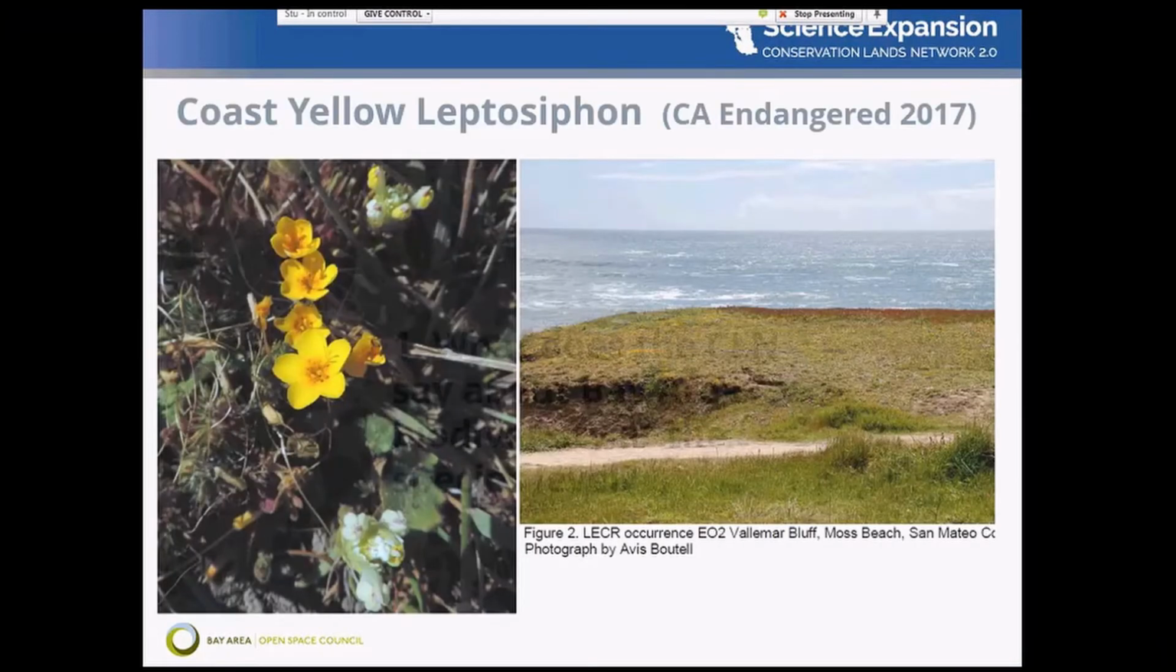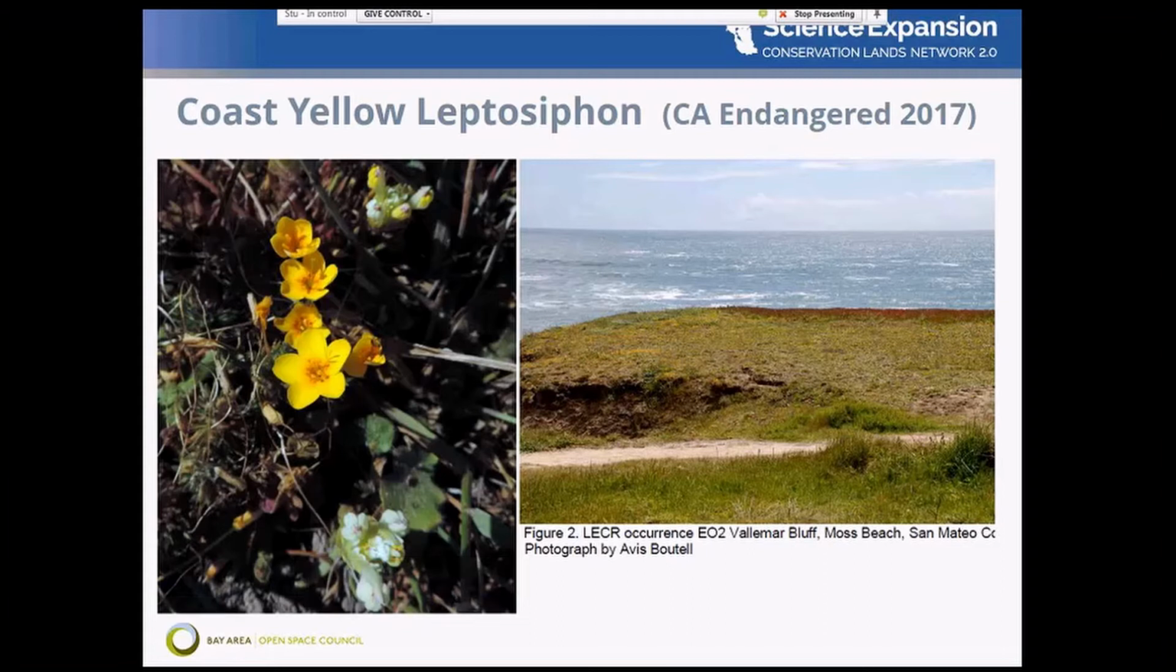Okay, so in the endangered and threatened plant world, there's a lot of very interesting stories. This is the coast yellow leptosiphon, which was listed as endangered under the California Endangered Species Act in 2017. A beautiful little annual plant, and that photograph is showing the entirety of its habitat on a coastal bluff near Half Moon Bay.